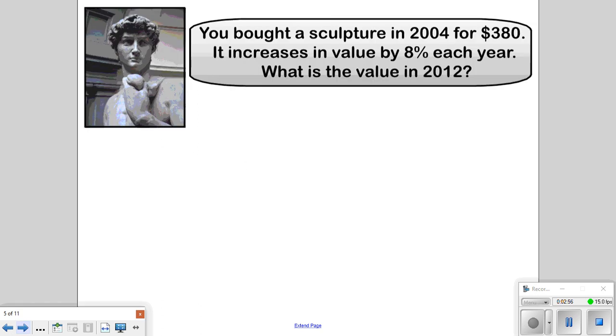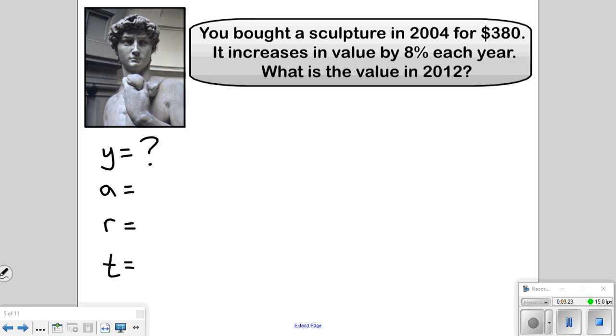And let's go ahead and take a look how this would work. You bought a sculpture in 2004 for $380. It increases in value by 8% each year. What is the value in 2012? So if I remember YART, I have my final amount, my initial amount, my rate, and the amount of time that I have spent doing it. I do not know how much this thing is worth yet. That's what I'm going to be trying to figure out.